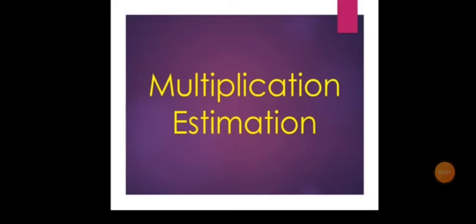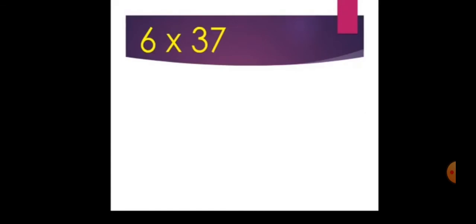We'll use our rounding skills to estimate the answer to multiplication problems. Our first example is 6 times 37. Now, I don't need an exact answer, but I do want to get an estimate. And in order to get an estimate, we're going to use easier numbers than those that are listed there.